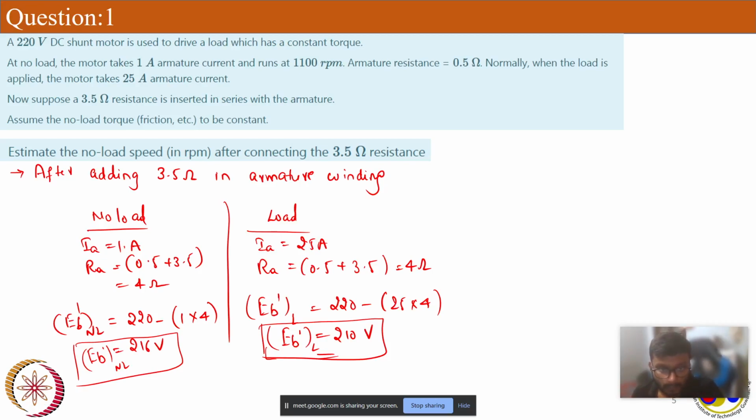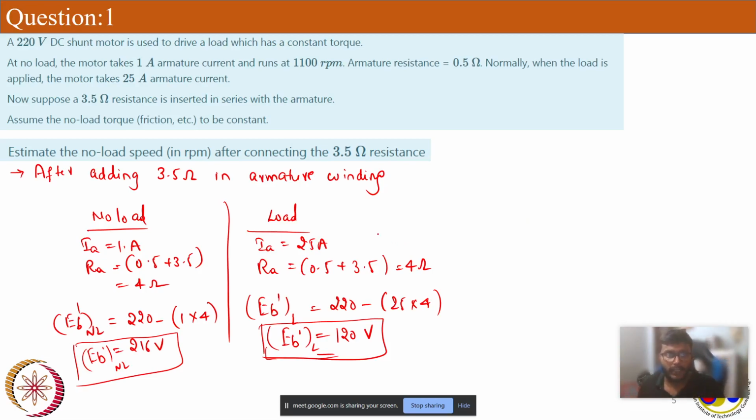120 volts. 220 minus 100, oh my god, yes, thank you, it's 120. Thank you for pointing it out. Yes, 120 volts, correct.